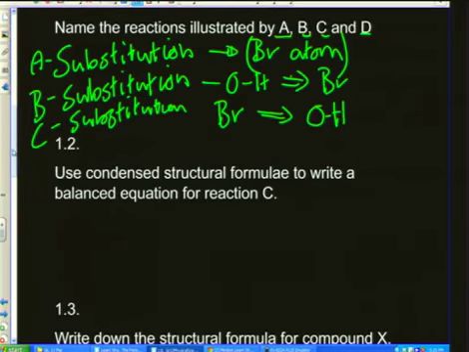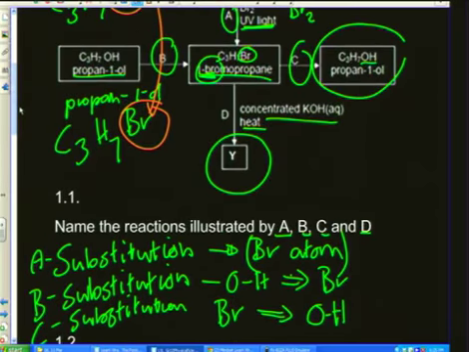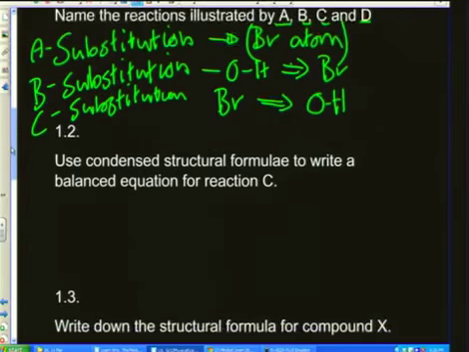And the last one, D. If we take concentrated potassium hydroxide and we heat this, yes, you're going to do substitution again. So all of them are examples of substitution reactions, and we're replacing those things.